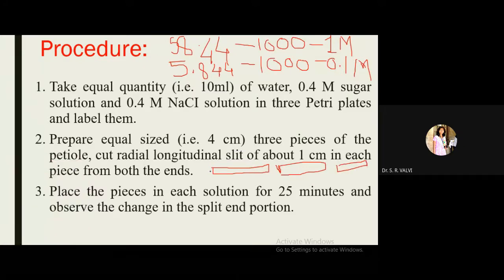So here, in a cross manner, you have to give the cut to these petioles, right? To both the ends of this petiole, such a cross or plus shape of cut to both the ends of the petiole. Likewise you have to make this cut, and then you have to place them in 3 different solutions. The first solution is normal water, the second solution is 0.4 molar sugar solution, and the third solution is 0.4 molar NaCl solution.